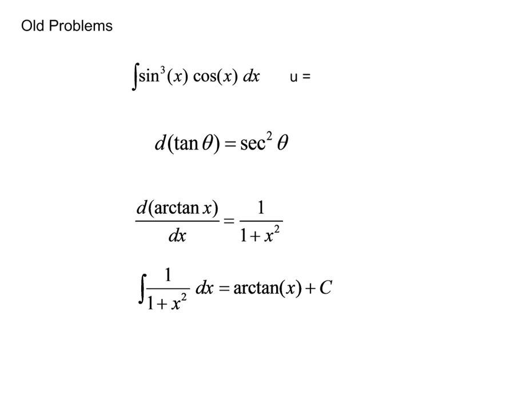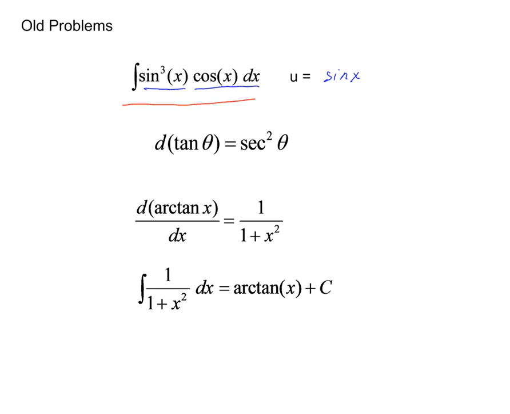Now, before we even get into it, when I talk about a trig substitution, what I'm not talking about is an integral that looks like this, because what I can do with this, if I let u be just equal to the sine of x, then I can see that du is going to involve the cosine of x dx. So that's just going to become the integral of u to the third. That I can do.